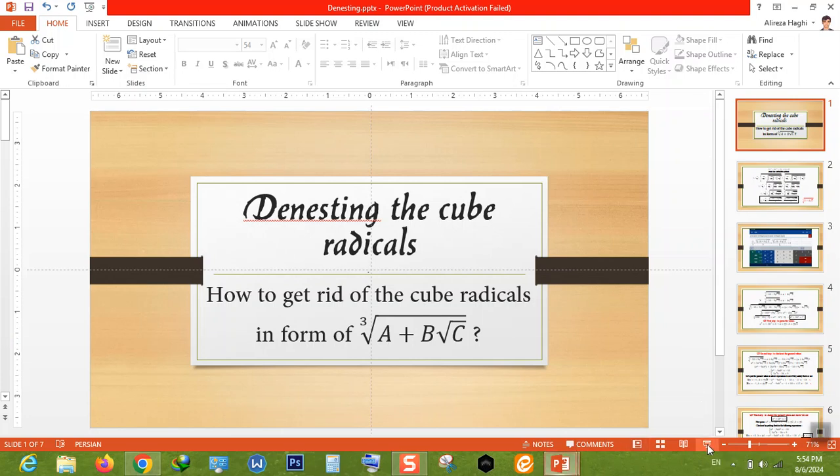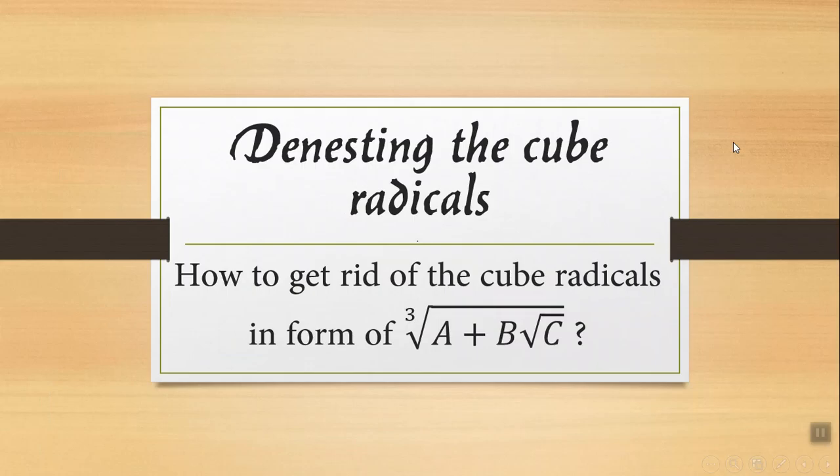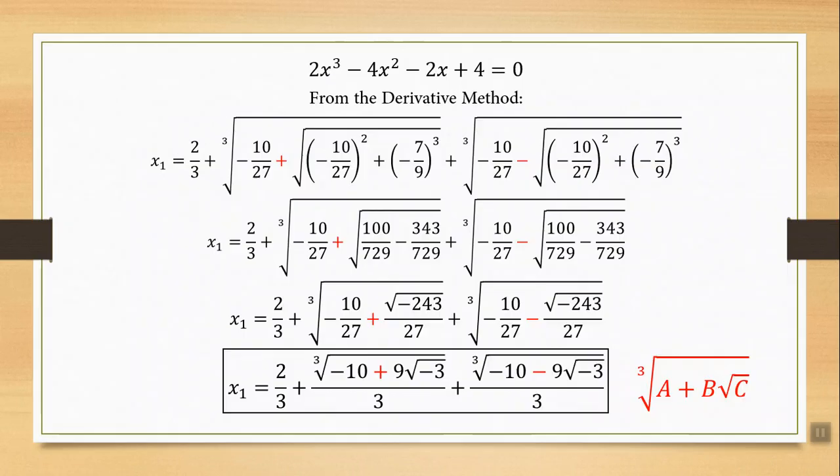In this video I'm gonna show you a really simple method for denesting the cube radicals in form of the cube root of a plus b the square root of c. In my previous video we solved a cubic equation from the derivative method. And we found the first root of this equation as follows. After simplification of this root, we reach the last expression.